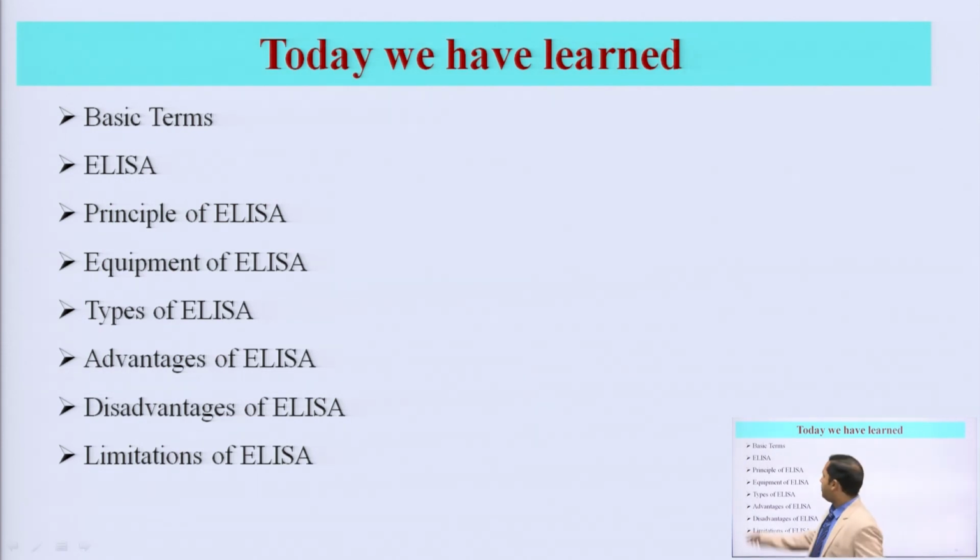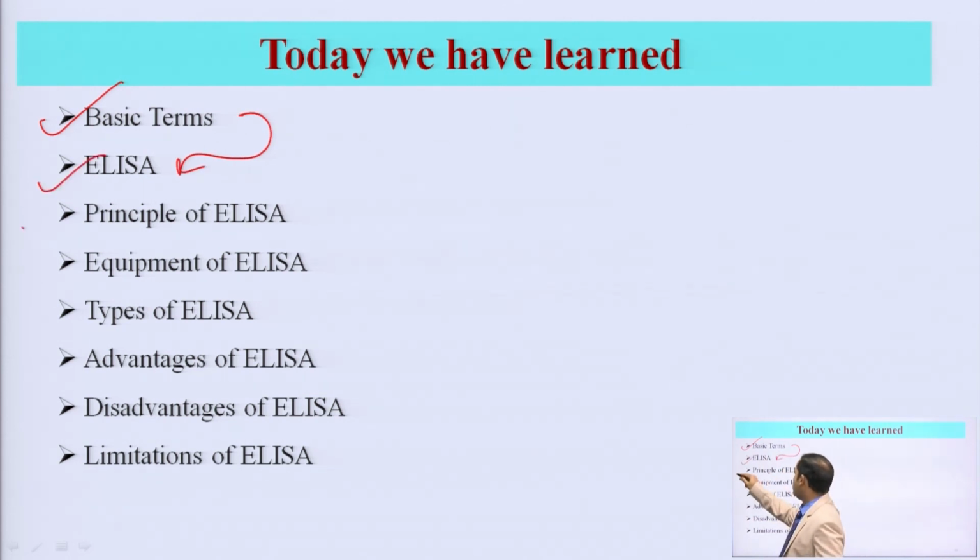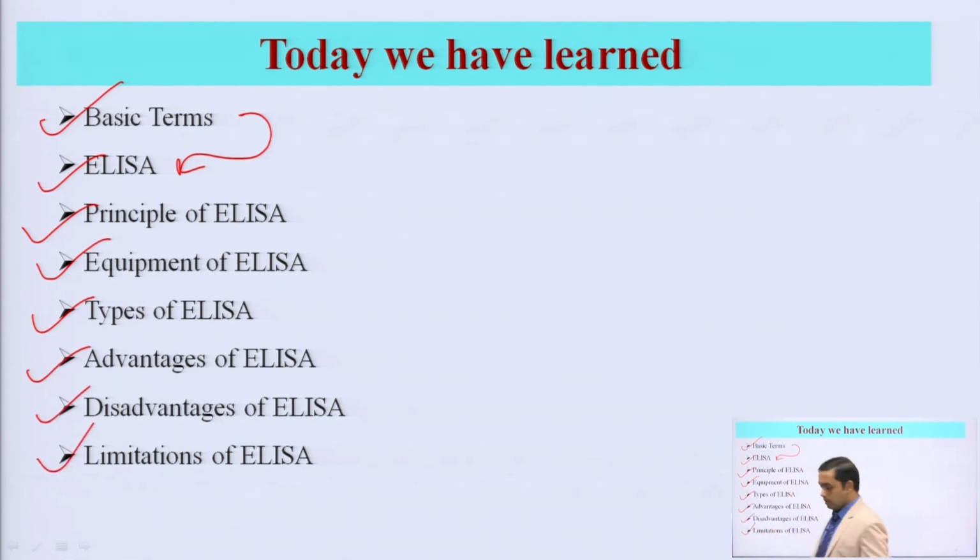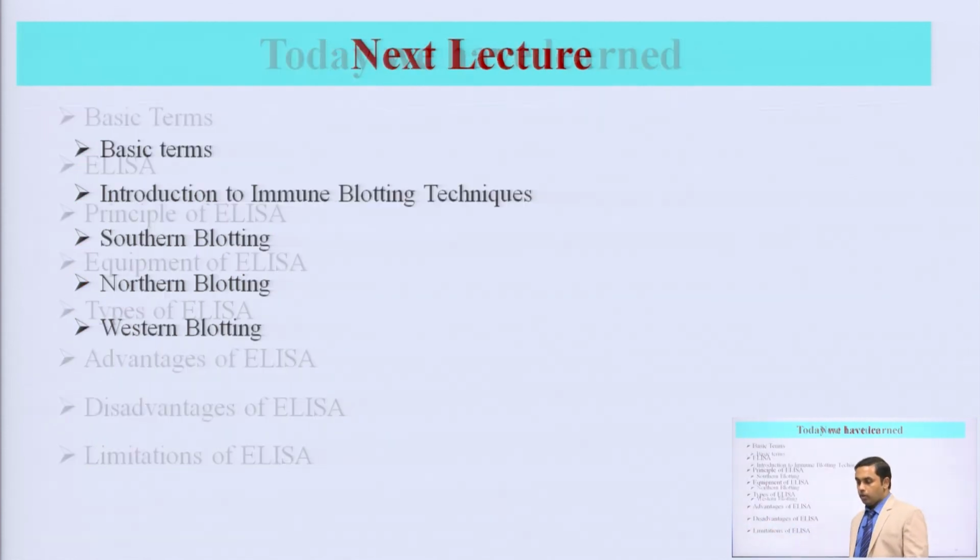So, today we have seen the basic terms. After understanding the basic terms, we have seen how these basic terms are used in ELISA. Then I have told you the principle, equipment, types, advantages, disadvantages and limitations of ELISA. So, that is it from my side for today.